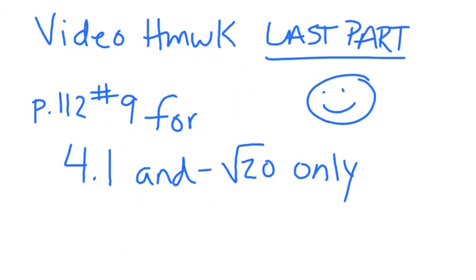Good news! Here's the last part of your video homework. Page 112, number 9. Don't do the part that says put them in order. Just worry about 4.1 and negative square root of 20. And just tell what kind of numbers they are, because we did the other numbers in this list on the example.